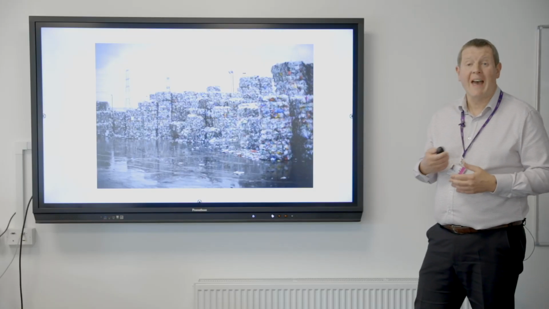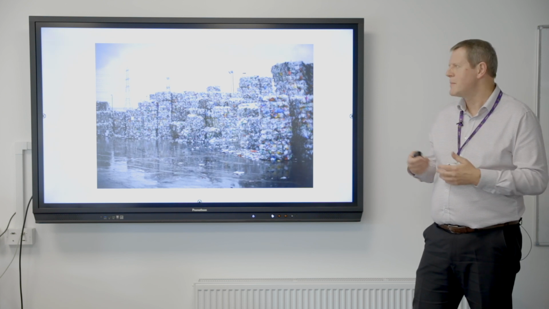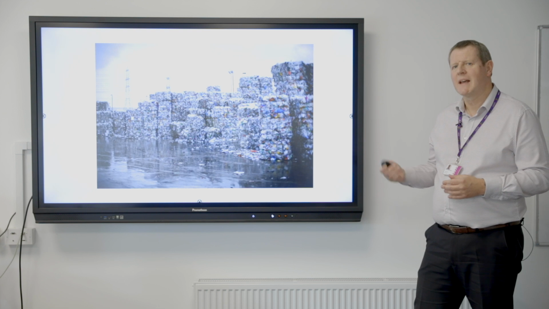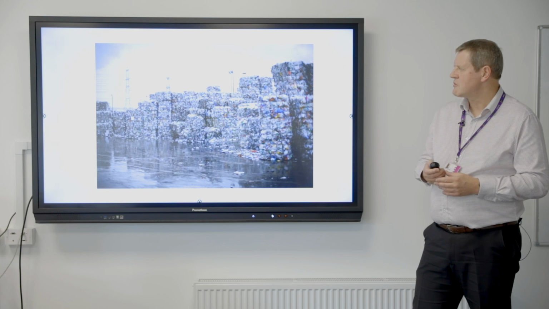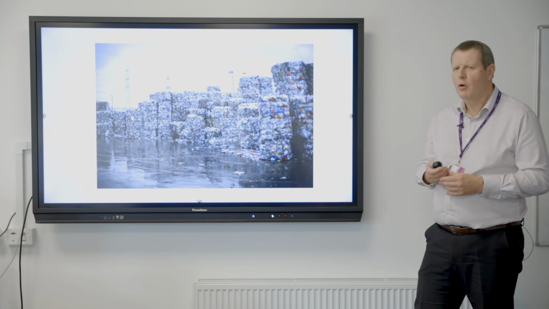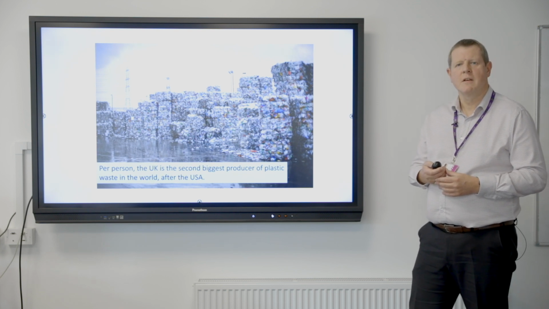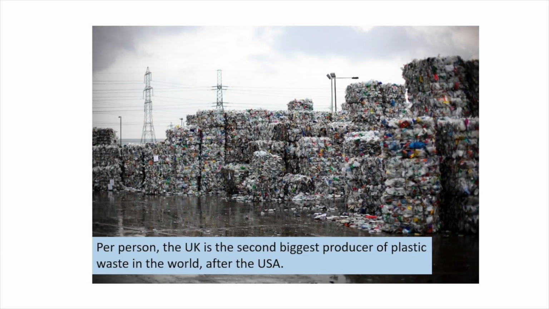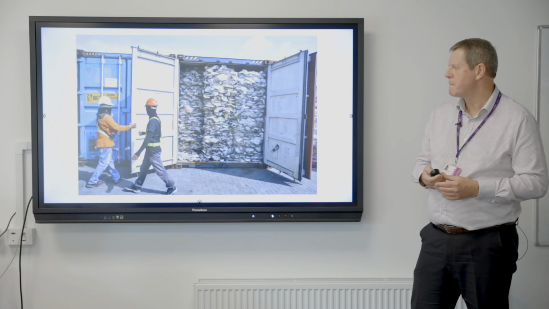So, as geographers, we look for evidence. I'm going to ask you to think about different pictures and think about the story that might be being told by the pictures to explain our beach in Mumbai. The first picture is of an industrial estate in Essex, near London, a long way from Mumbai. In this industrial estate, we have thousands of tonnes of plastic rubbish. Per person, the UK is the second biggest producer of plastic waste in the world, perhaps not surprisingly, after the USA. So that's our first bit of evidence for our story about the beach in Mumbai.